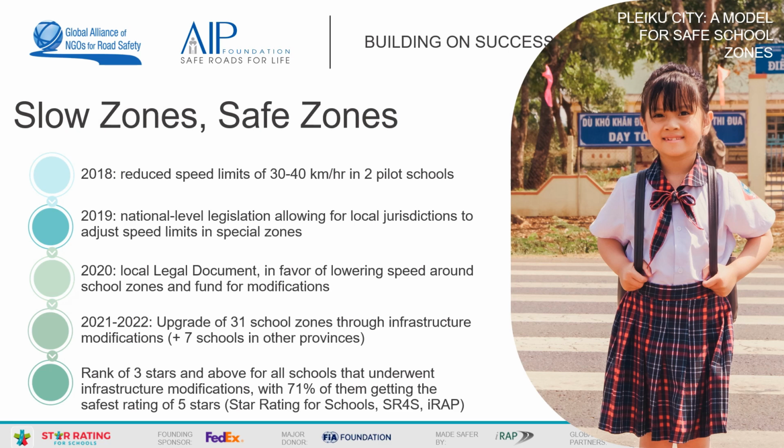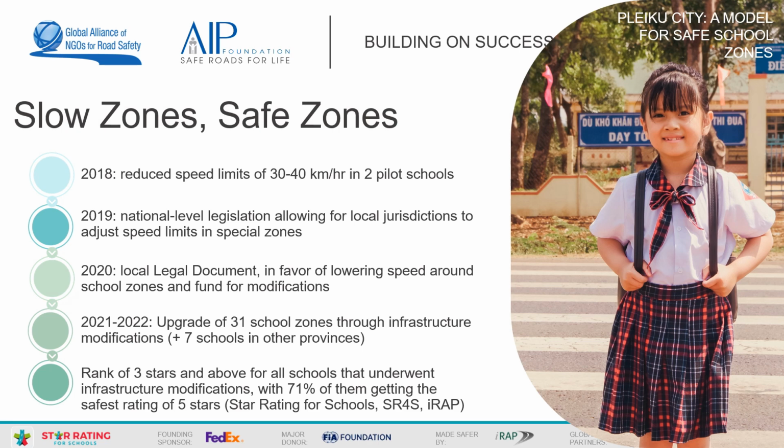Thanks to highly encouraging evidence-based results of 2 pilot schools, the program eventually reached all the primary schools within the city of Pleiku, with a drastic increase in safety around school as rated by the Star Rating for Schools tool developed by iRAP. This led to many achievements that will not be all detailed here, but some of them are the nationwide legislation for speed limit adjustment in specific areas, or self-funding implementation of school zone modification in 56 additional schools in the province by the local government.